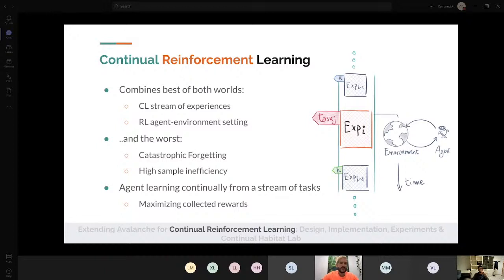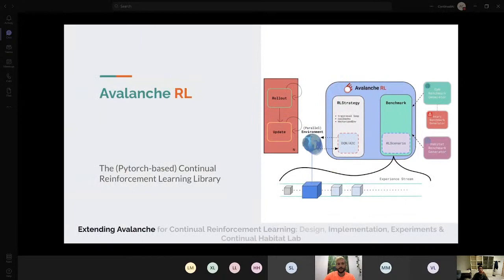So we also have the additional high sample inefficiency that comes from reinforcement learning. So this is probably where the difficulty in the field lies, and why it hasn't been explored that much so far. And the objective, though, is still the same as the one we have in reinforcement learning. So we're still trying to maximize the collected rewards. And AvalancheRL is born to do exactly that, to help, let's say, designers, practitioners and researchers to design algorithms for continual reinforcement learning.